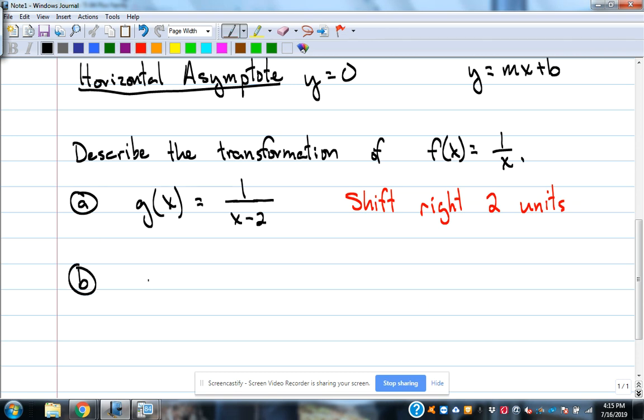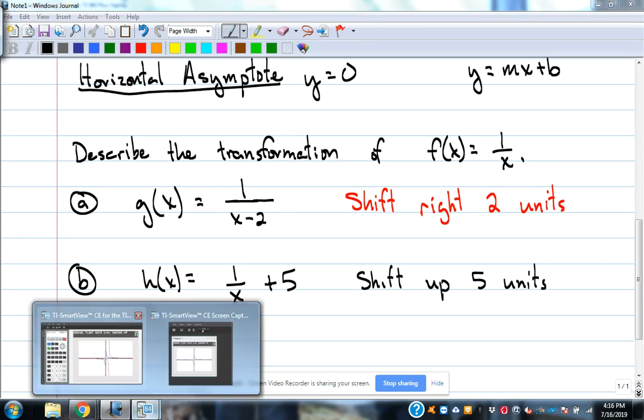Let's take one that's maybe h of x is equal to 1 over x plus 5. So the plus 5 is not with the x. It's on the outside. So we know this is a vertical movement. So it's going to shift up 5 units because it's a vertical movement with the plus 5 on the outside. So a plus on the outside is going to be an up vertical movement. A minus on the outside would be a shift down. Remember those little rules about that.